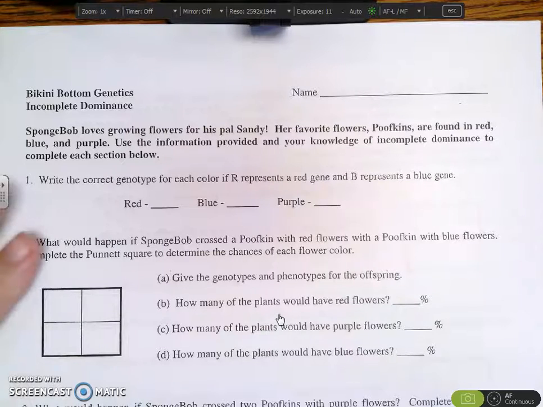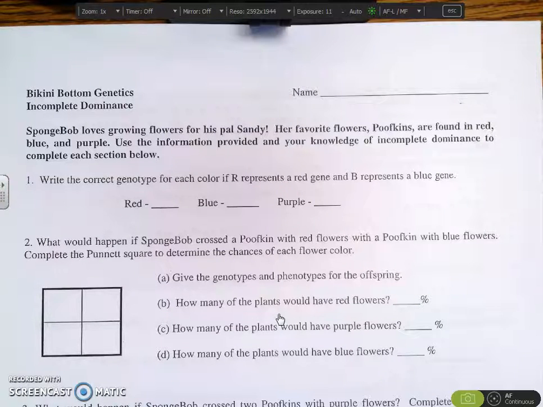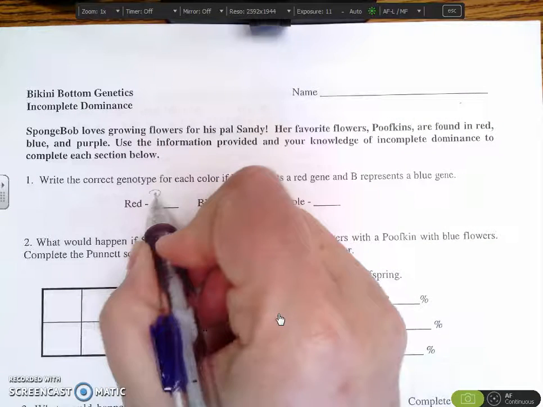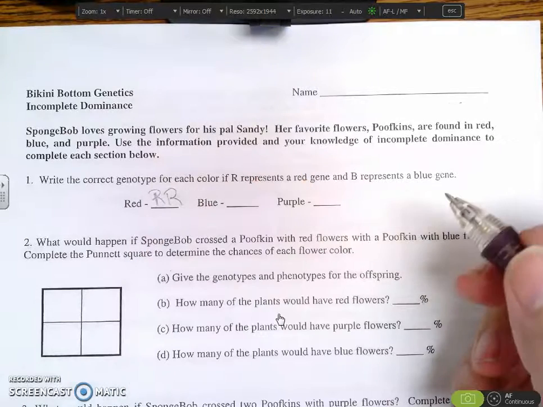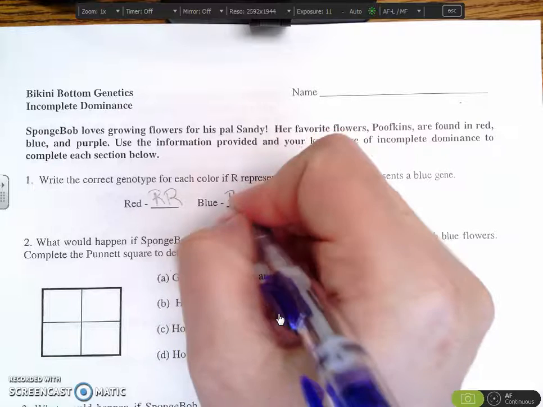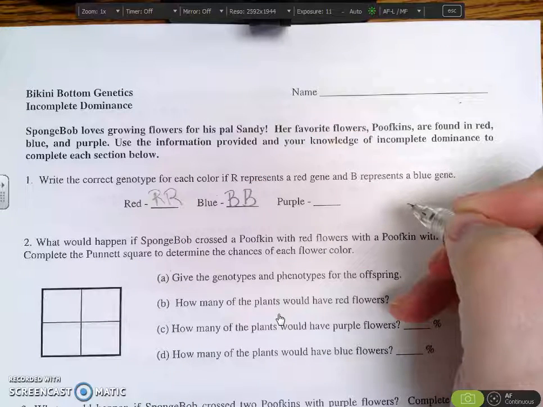So, SpongeBob loves growing flowers for his pal Sandy. Her favorite flowers, puffkins, are found in red, blue, and purple. Use the information provided and your knowledge of incomplete dominance to complete each section below. So it wants us to write the correct genotype for each color if R represents a red gene, and if B represents a blue gene. What would purple genotype look like?